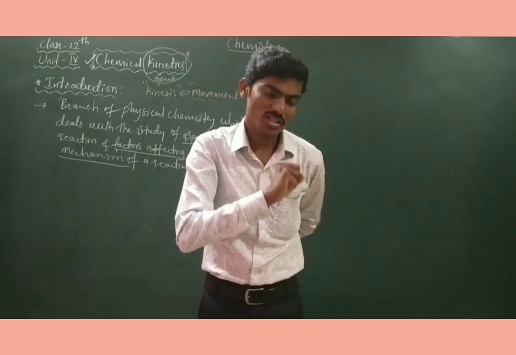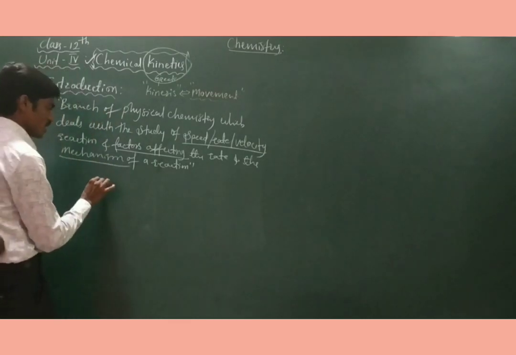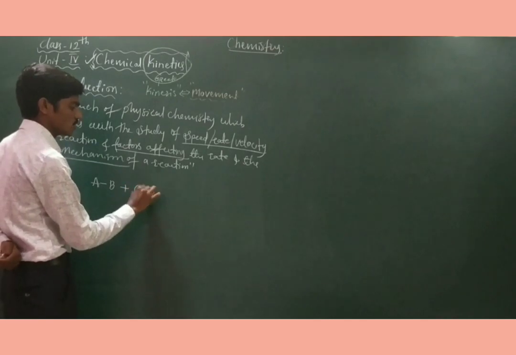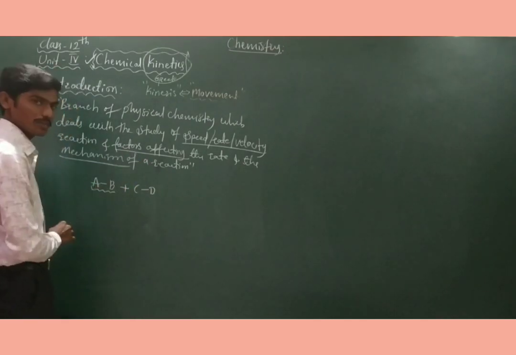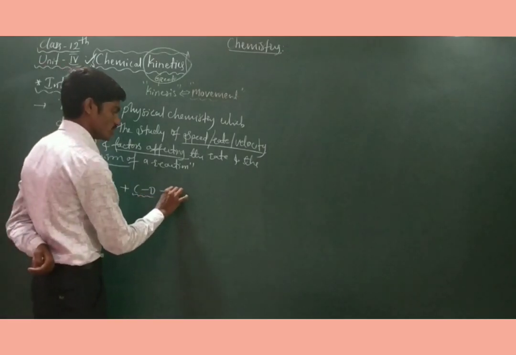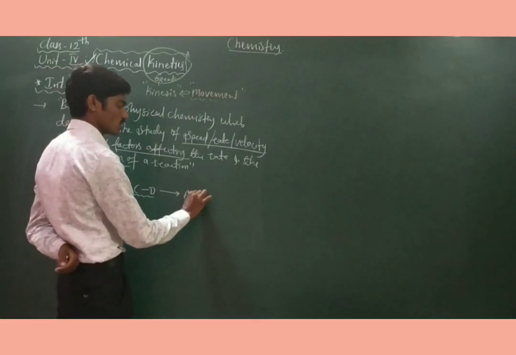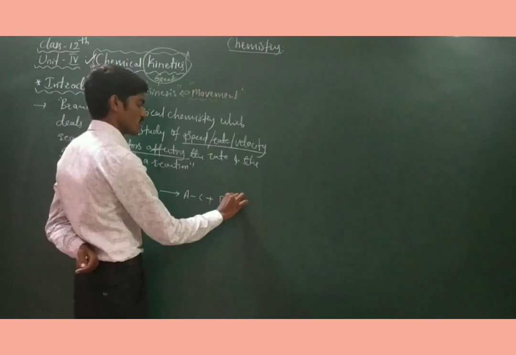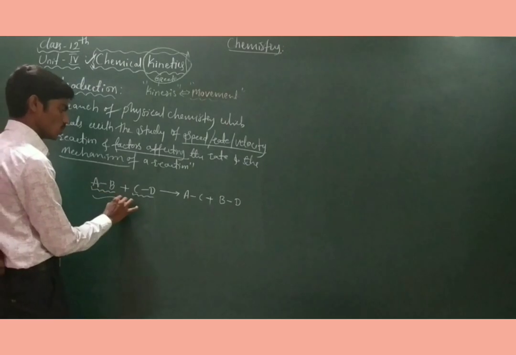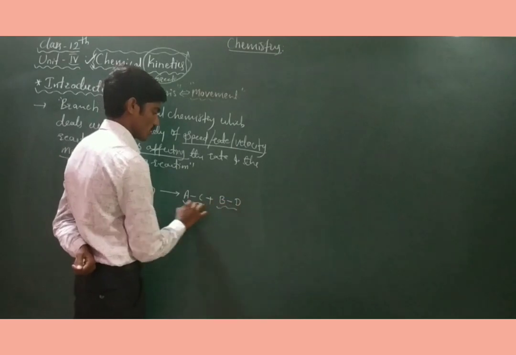For example, in general, let us consider a particular example: AB plus CD, two molecules. AB is one molecule, CD is another molecule. When these two react with each other, they give rise to the products. The products will be AC as one product plus BD as the other product. So these two are the reactants, and these two are the products.